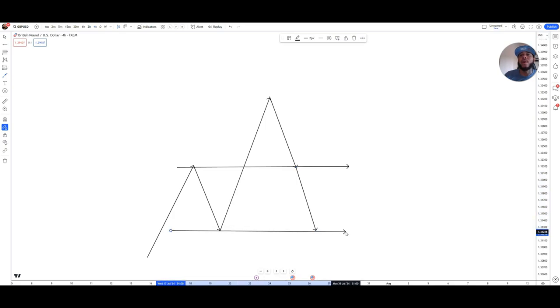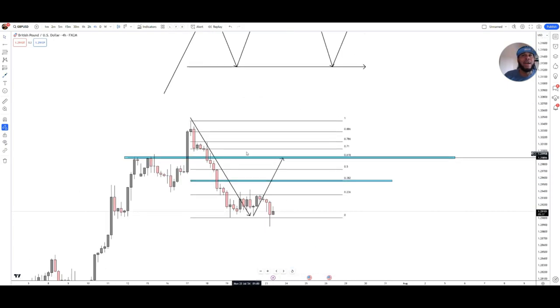And what you're going to identify for an entry is that left shoulder price. That's the better entry to the downside in this pattern. So we don't quite have that yet. It hasn't reached the price of the left shoulder.